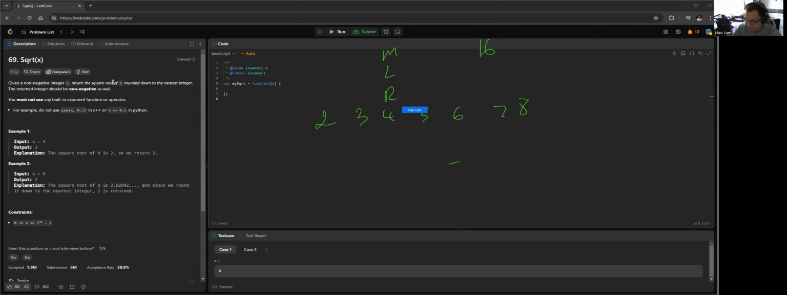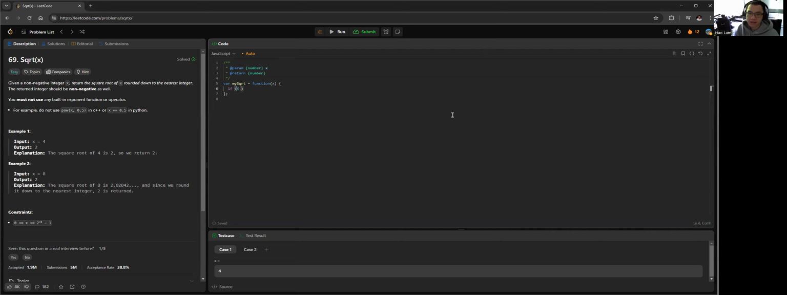So what if it is 15 instead of 16? We have 4 squared, 16. It's greater than 15, so we need to move to the left. The right equal to mid minus 1. So now the right and left overlap. So we have to return right, because we want to round it down, not round it up. So using binary search, we can do it in log n.